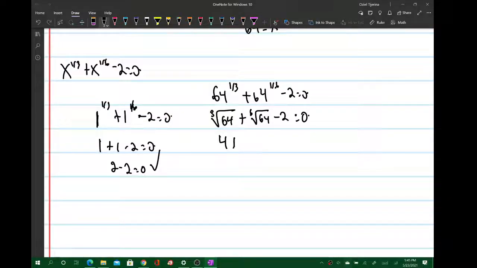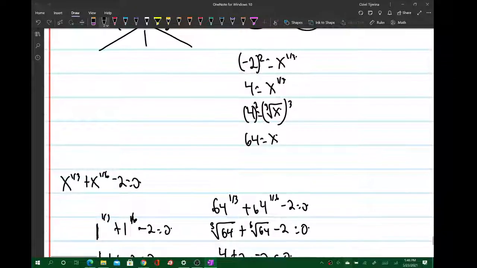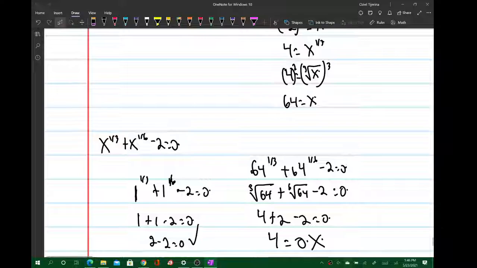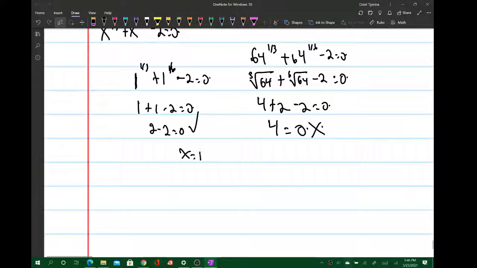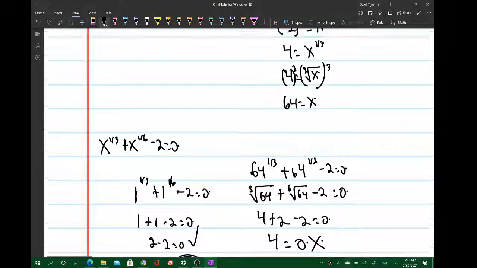That's 2. Minus 2 equals 0, so then we have 4 equals 0, which is a false statement. So our answer for this one is going to be x equals 1. Okay. That was a very hard one.